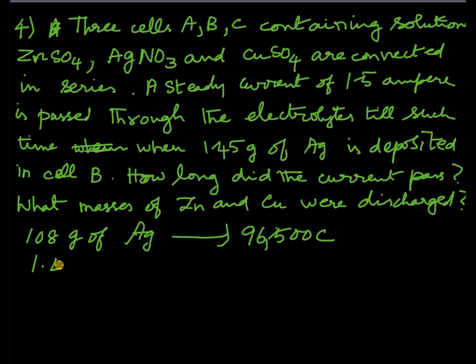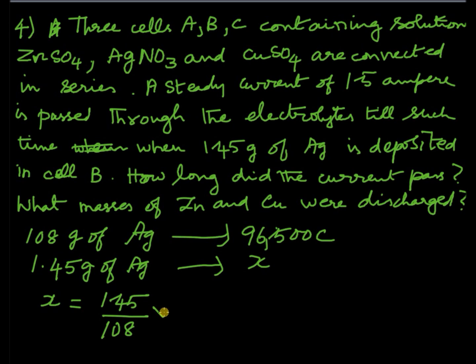You have got 1.45 grams of silver. So what is the charge that has passed through? It can be calculated. So the value of X can be found out as 1.45 by 108 into 96,500. So this can be calculated. Do it and then check with the value.